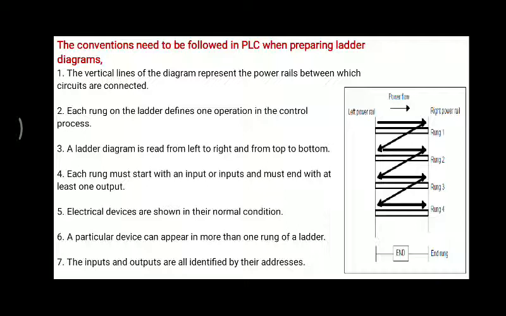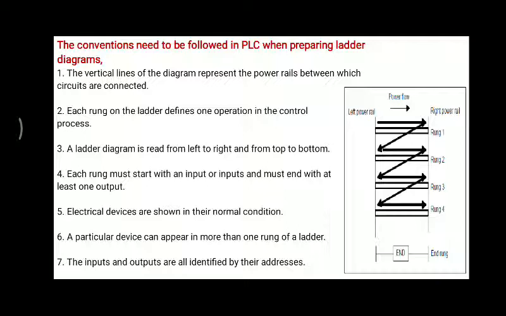So two lines are there, these will be the power lines, and in between we have to show the circuit. Each rung on the ladder defines one operation in the control process. Every rung will carry one operation. Then the third point is, a ladder diagram is read from left to right and from top to bottom. This is again very important as far as direction is concerned in the ladder diagram. It starts from left to right and from top to bottom.